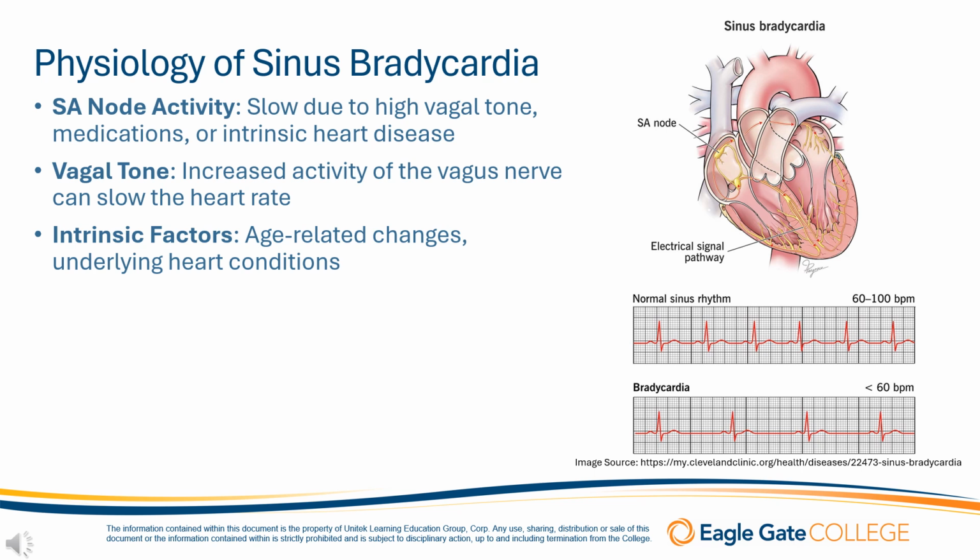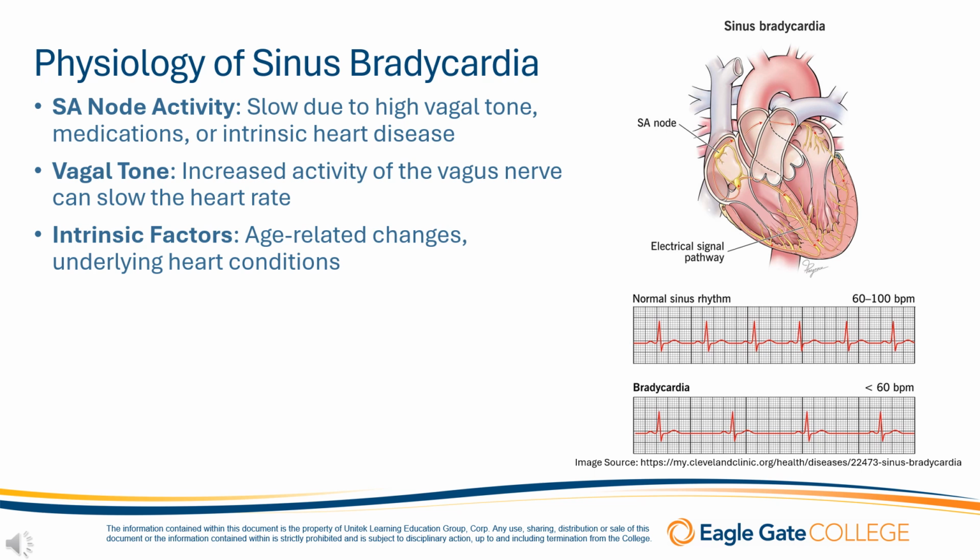Intrinsic factors refer to the natural changes and conditions within the heart that can affect the SA node's function. As people age, the SA node and the overall conduction system can undergo degenerative changes, leading to a slower heart rate. Additionally, intrinsic heart diseases, such as ischemic heart disease, myocarditis, or fibrosis of the conduction system, can impair the SA node's ability to generate impulses at a normal rate. These conditions can lead to a decreased automaticity of the SA node, contributing to bradycardia.